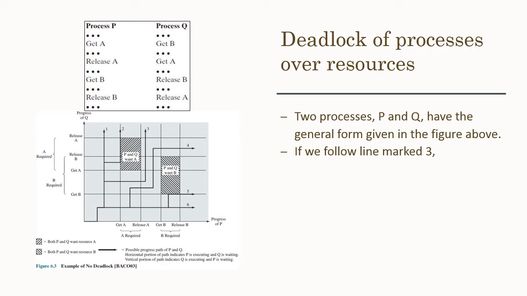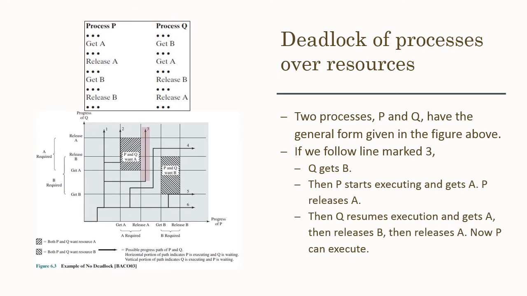If we follow the line marked 3, Q gets B, then P starts executing and gets A, then P releases A. Then Q resumes execution and gets A, then releases B, then releases A. Now P can execute.